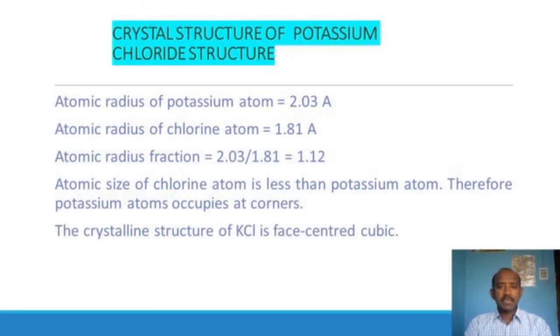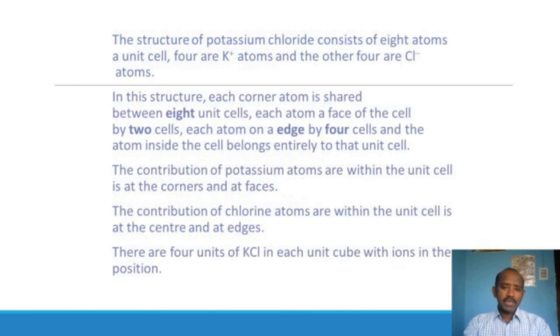Similarly, we can explain the crystal structure of potassium chloride also. There is not much difference between sodium chloride and potassium chloride. It also has a face-centered cubic structure, but the chlorine atoms are at the edges and the potassium atoms are at the corners. Only that much of a difference we can find in the potassium chloride structure. The structure looks the same, and all the explanations and rules are the same here.